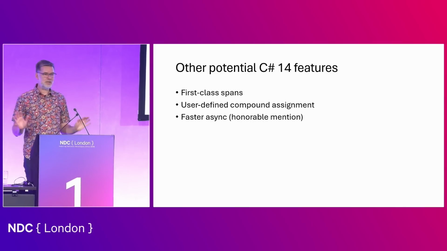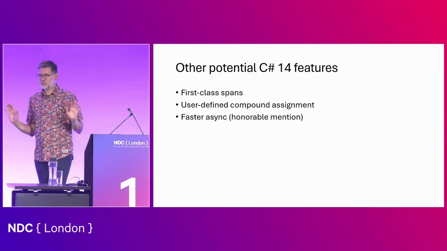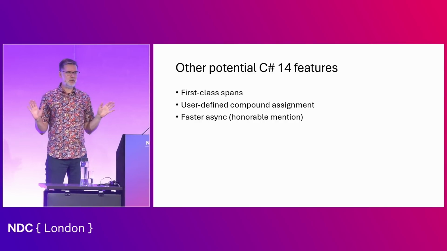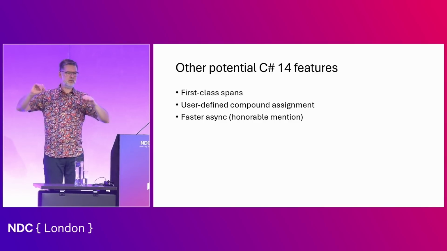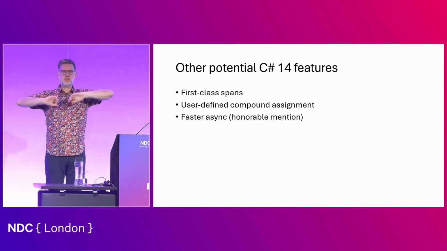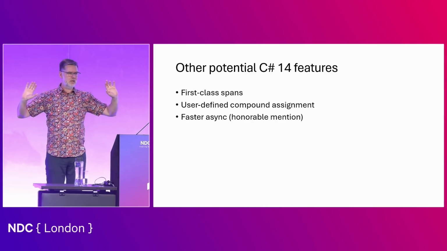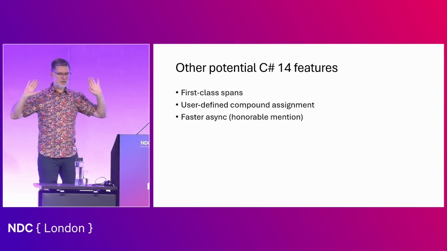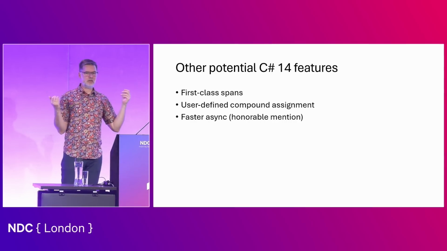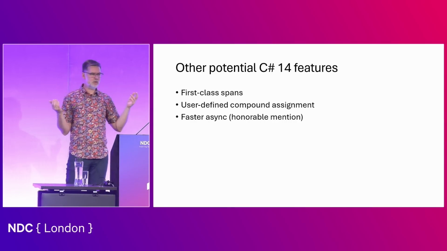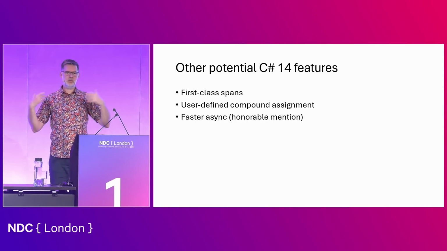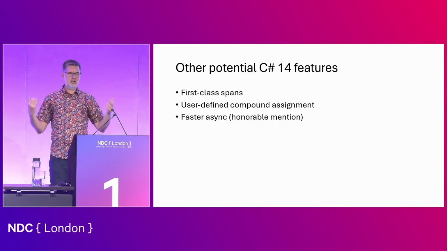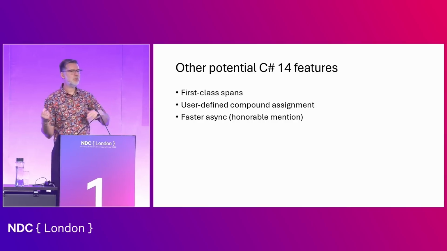Faster async, honorable mention. If all goes well, this will not affect the language, but when we did async, it was all a compiler trick. So we rewrite your very beautiful code into a fabulously complicated state machine that we then pass on to the runtime, and it knows nothing about it, which means it just gets some complicated code. It can't know that it's async, so it has a hard time making assumptions that would help it optimize. We throw away too much information.